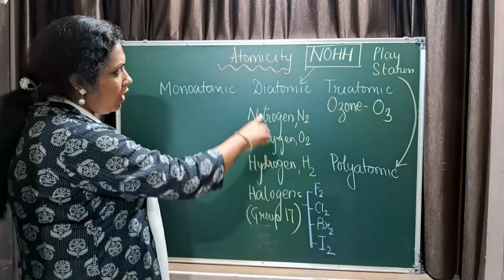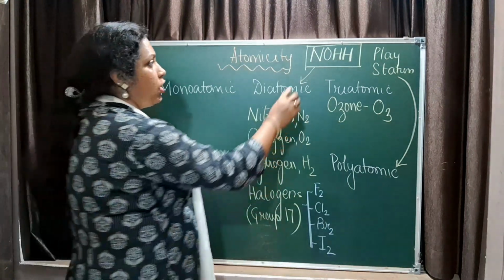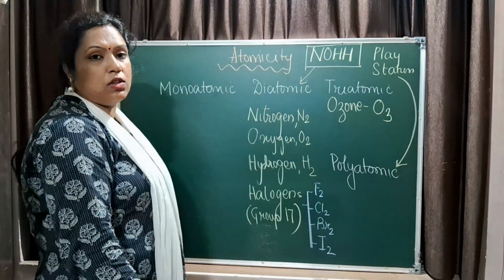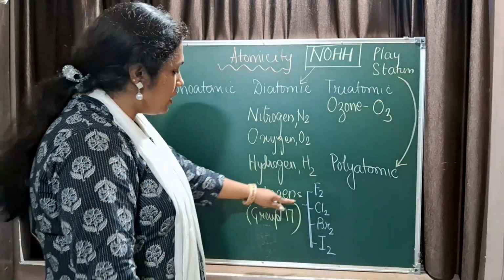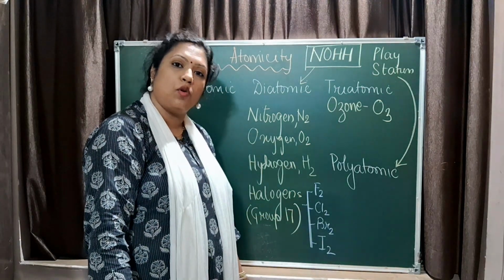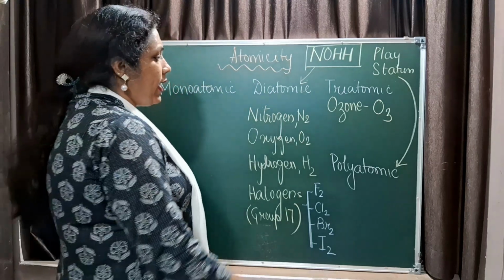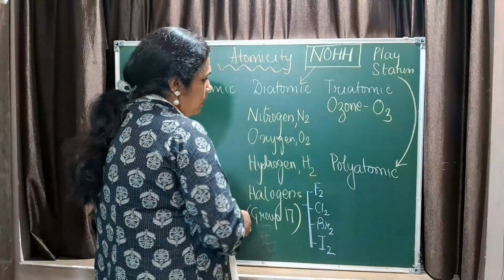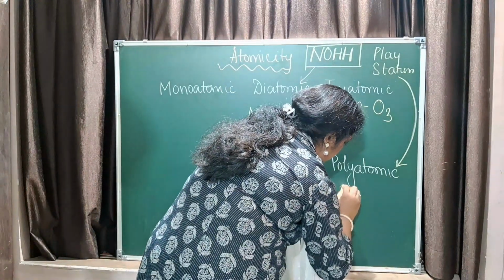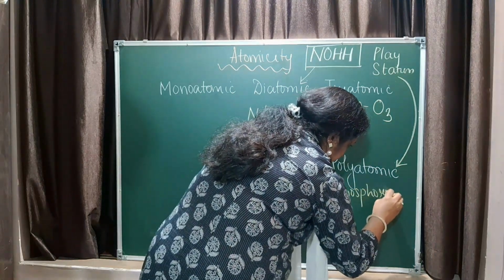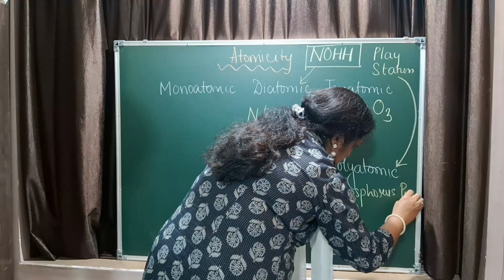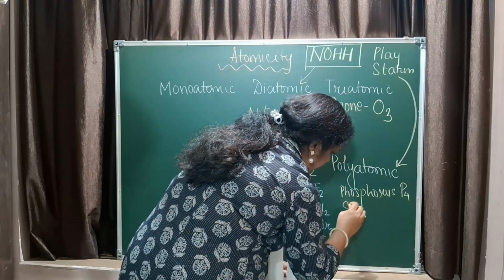So these all are diatomic: nitrogen, oxygen, hydrogen and halogens. Halogens are group 17 elements, that is fluorine, chlorine, bromine and iodine, right? And phosphorus, that is P4, and sulfur, that is S8.